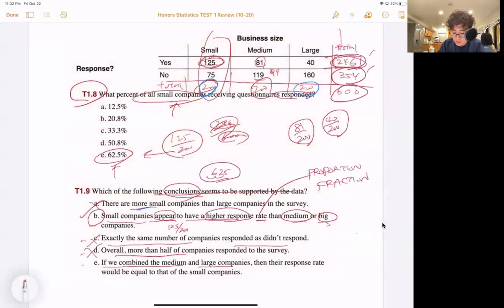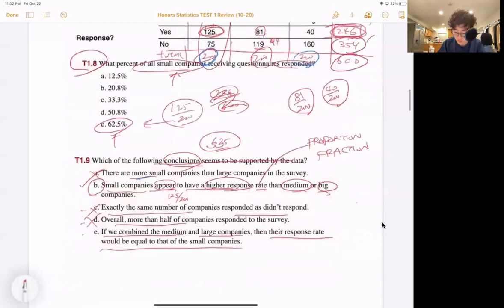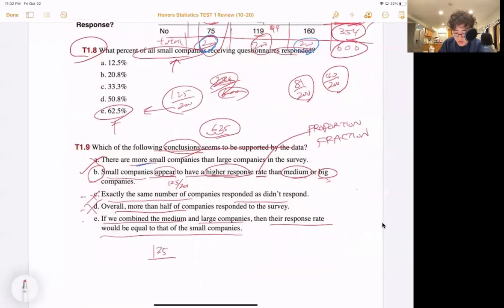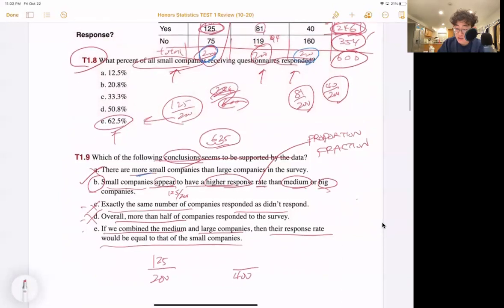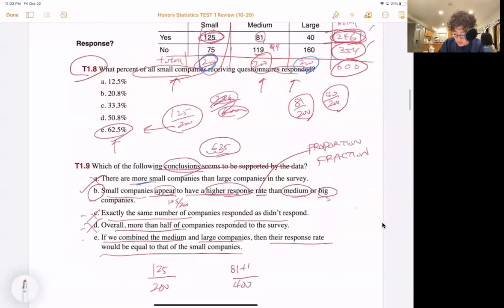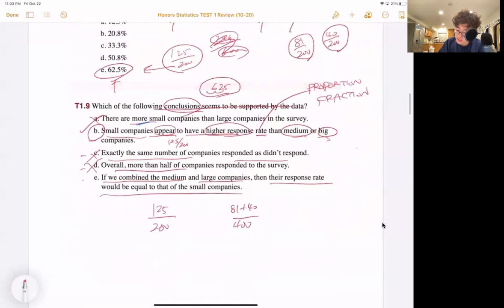If we combine the medium and large companies, then the response rate will be equal to the small companies. Not true. Again, compare 125 out of 200. That was the response rate of the small companies. The medium and large companies put together is out of 400, because you have to put those two together. Out of those, 81 plus 40 responded. I guarantee you 121 out of 400 is nowhere near 125 out of 200. Check the math. That makes no sense. It's B.